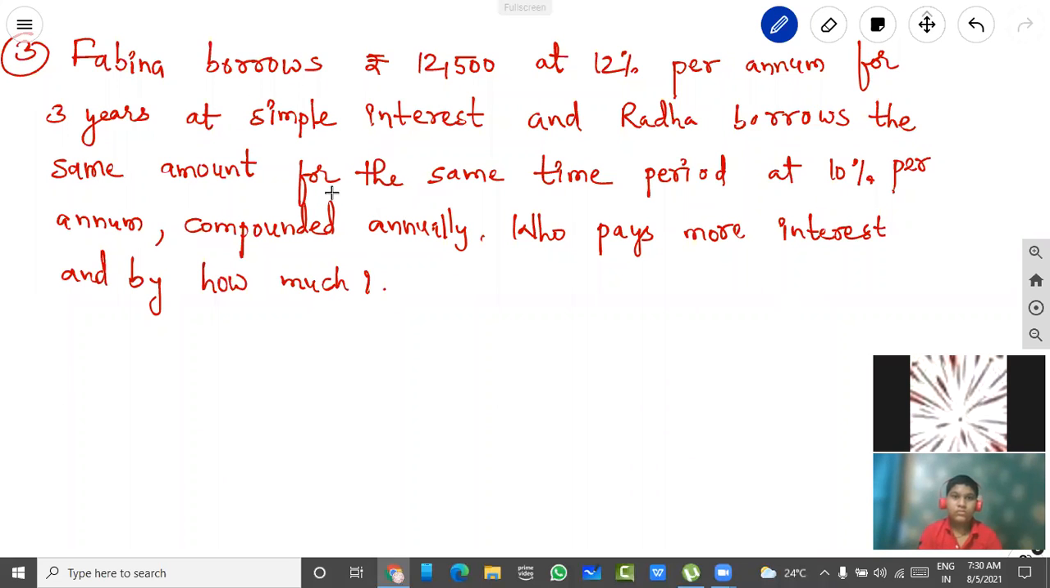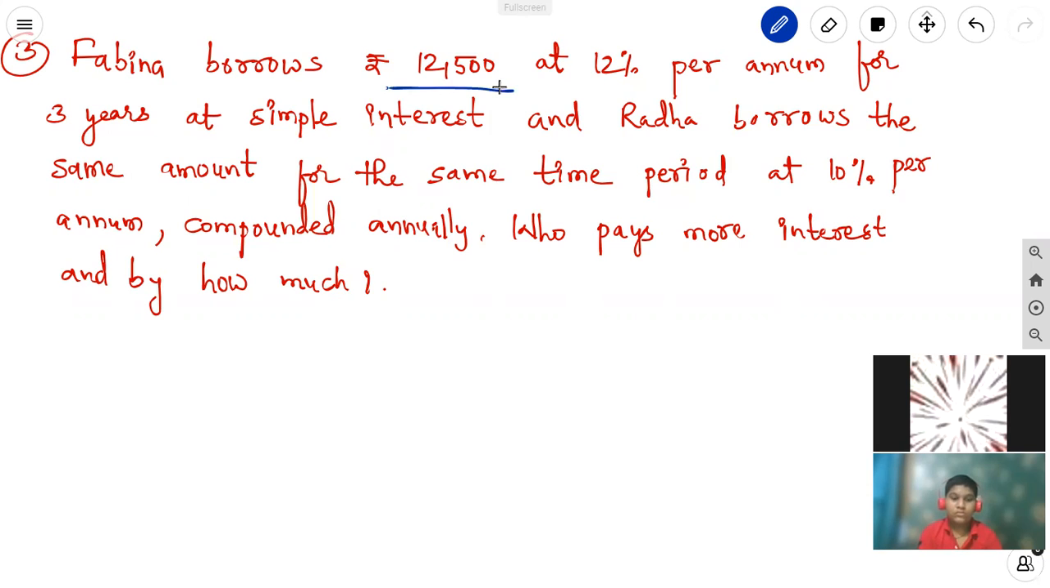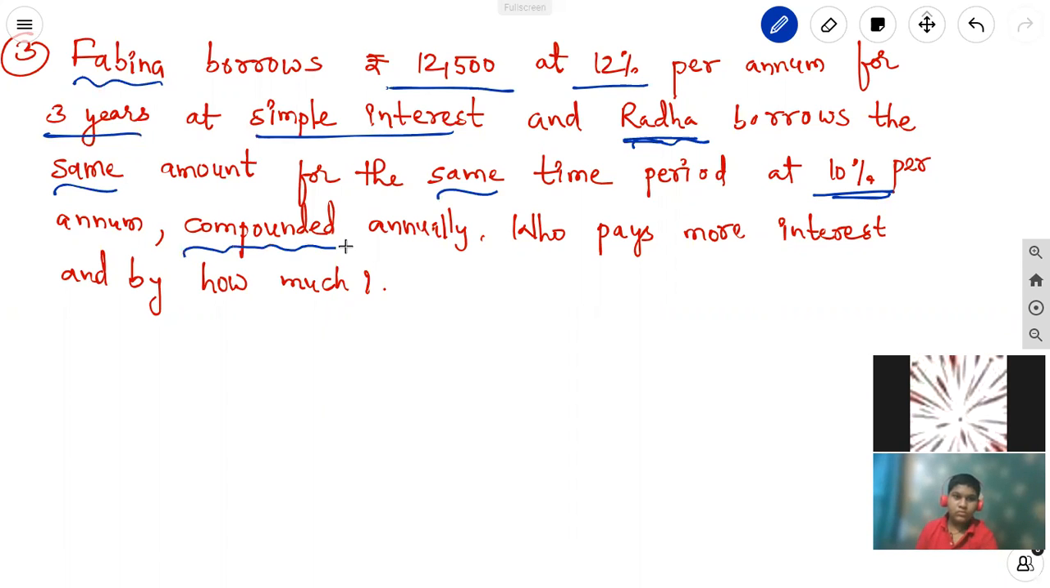The third problem. Fabina borrows 12,500 rupees at 12% per annum for 3 years at simple interest. Radha borrows the same amount for the same time period at 10% per annum, but the interest is compounded annually. Who pays more interest and by how much?